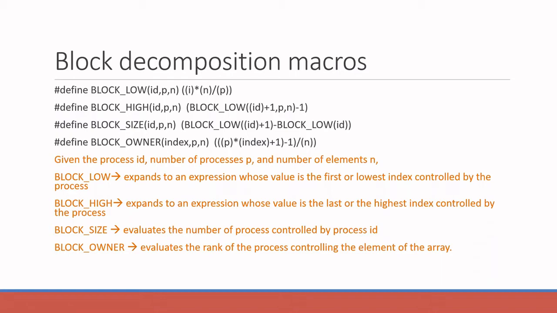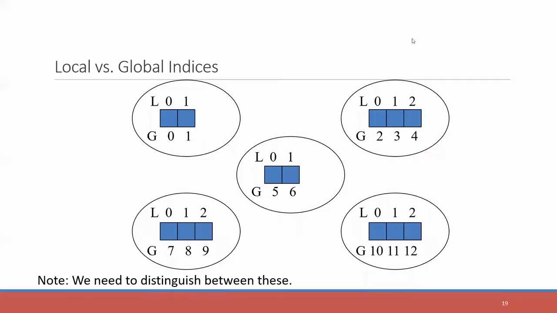The first one is block low, which is an expression whose value is the first or lowest index controlled by that process. Block high is the macro which expands to an expression whose value is the last or the highest index controlled by that process. Block size evaluates the number of elements controlled by that process ID. And block owner evaluates the rank of the process controlling that particular element of the array. So these are the 4 macros defined for our Sieve of Eratosthenes program.